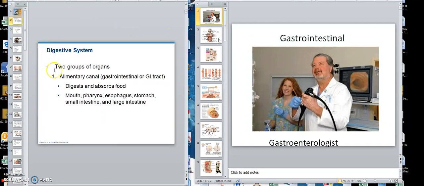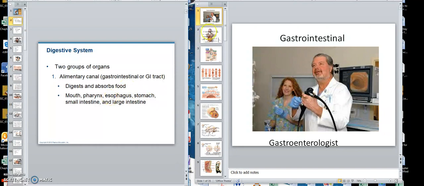The digestive system has two groups of organs. The alimentary canal, or the gastrointestinal. Now see, we as humans have a tube within a tube. So the gastrointestinal system goes all the way from the mouth to the anus. That's a tube, but it's in the cylindrical tube of our body itself. So this organ digests and absorbs food, our nutrients.